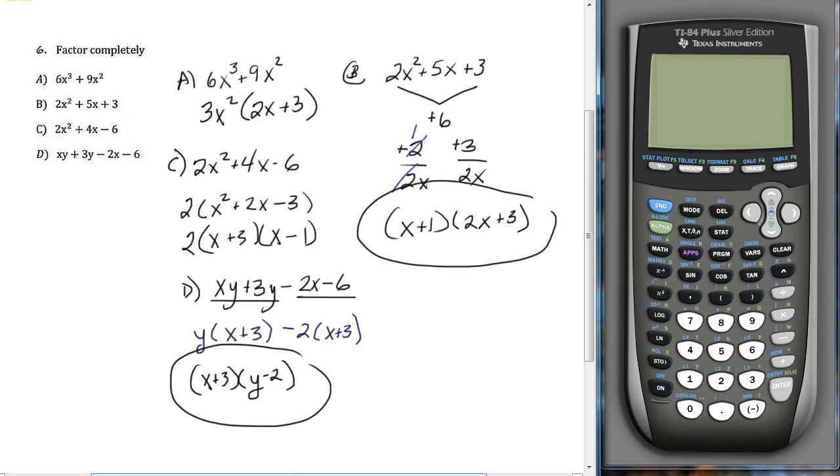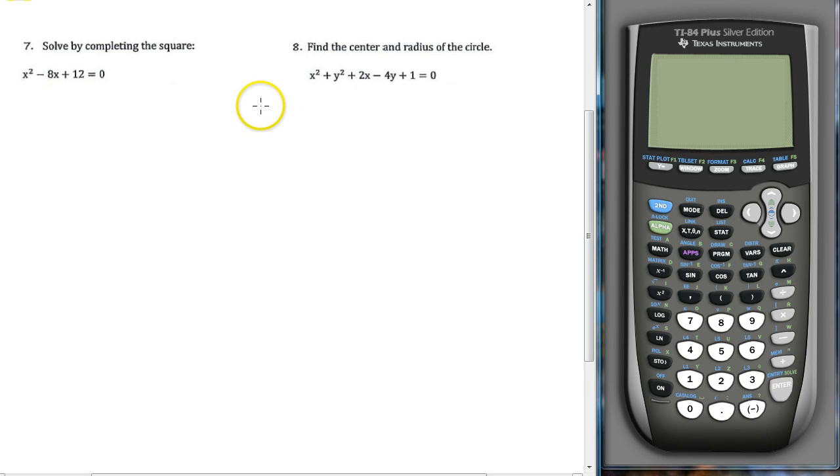Let's go on to number 7. Alright, so number 7, solve by completing the square. Now, different than quadratics, we don't want it set to 0. So when we complete the square, with x squared minus 8x, I want the regular number, the constant, on the other side, so negative 12. So I keep the variables to the left and the regular constants to the right.